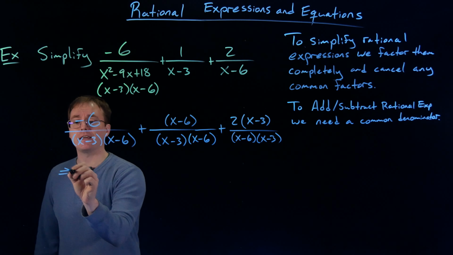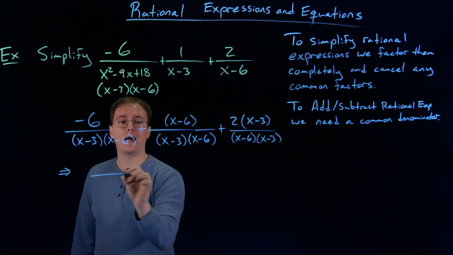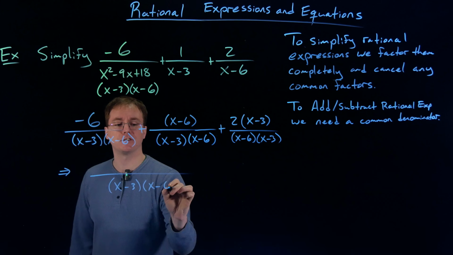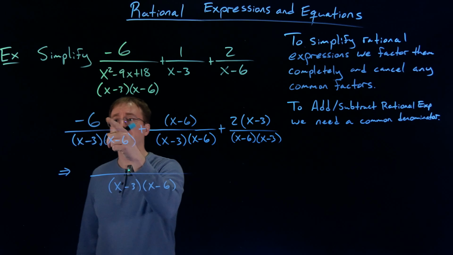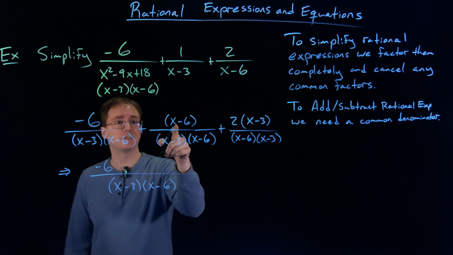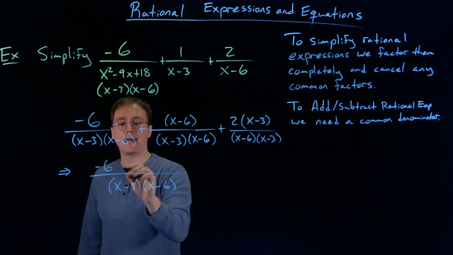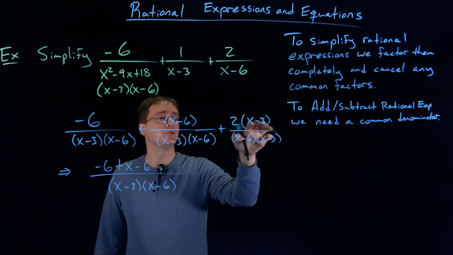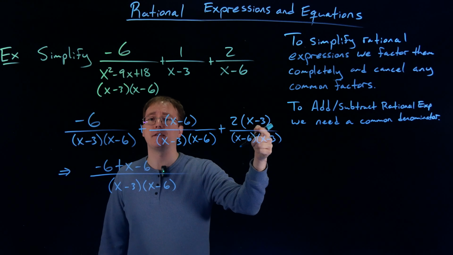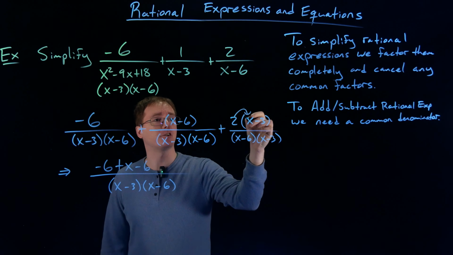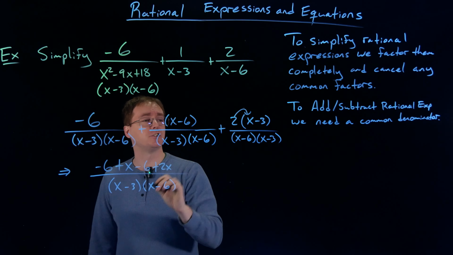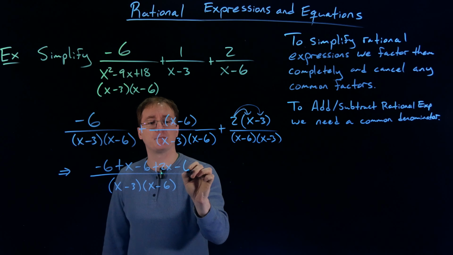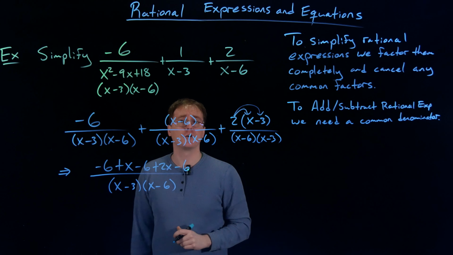And now that we have a common denominator, we can write this all as one fraction over x minus 3 times x minus 6. What is our numerator going to look like? It's going to have a term of negative 6. It's also going to have a positive x and a negative 6 involved there. And then it's also going to have 2 times x minus 3. And we can expand that now or later. We have to distribute that factor of 2 to pick up another positive 2x in our numerator, and then also distribute that factor of 2 to negative 3 to pick up a constant term of negative 6 in our numerator.